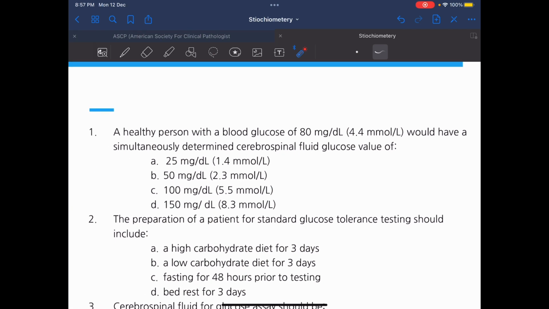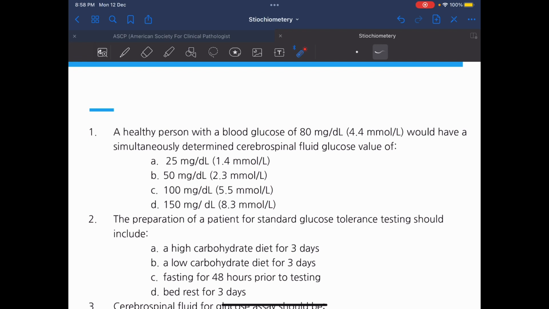First question. A healthy person with a blood glucose of 80 mg, 4.4 millimole, would have a simultaneously determined cerebrospinal fluid glucose value of: A, 25 mg; B, 50 mg; C, 100 mg; D, 150 mg.